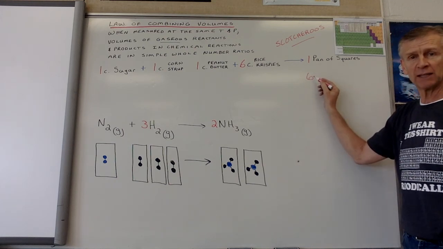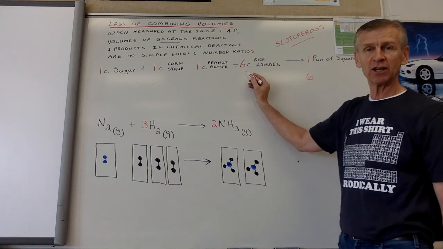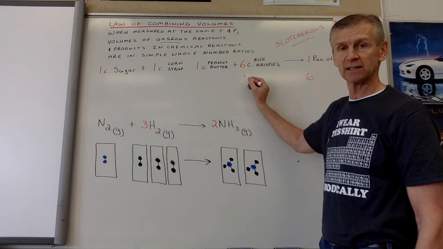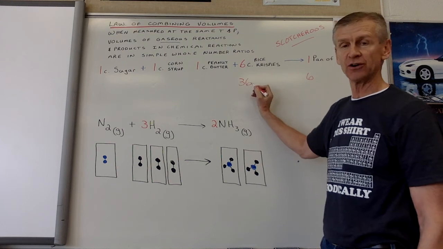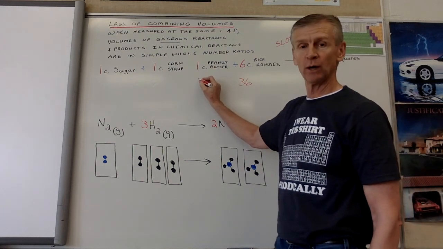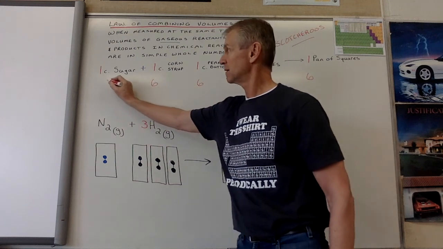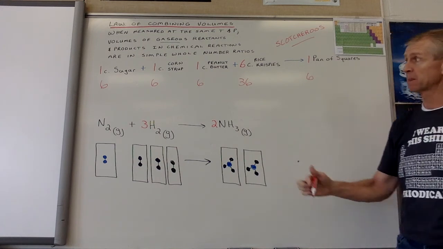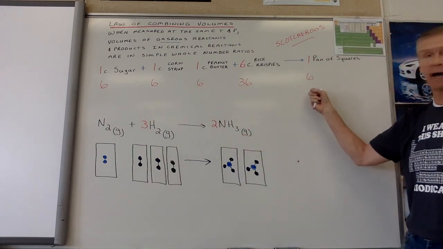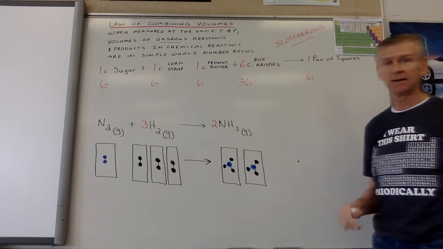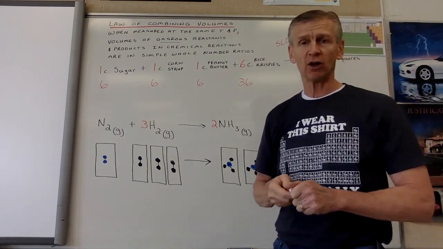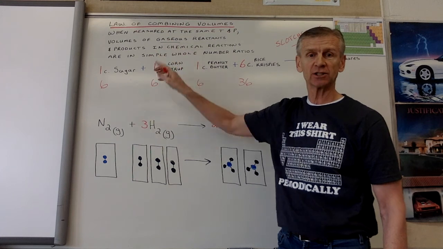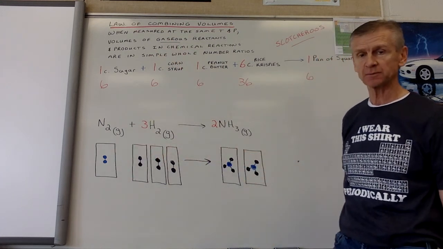If I multiplied the recipe by 6, every ingredient that goes into that recipe also has to be multiplied by 6. So 6 times 6, I would need 36 cups of Rice Krispies, and 1 times 6, I would need 6 cups of sugar, 6 cups of corn syrup, and 6 cups of peanut butter. And if I combine those whole number ratios, I would end up with 6 pans of squares. So in a nutshell, that's really what the law of combining volumes is. The difference is instead of dealing with solids, we are dealing with gaseous reactants and products.